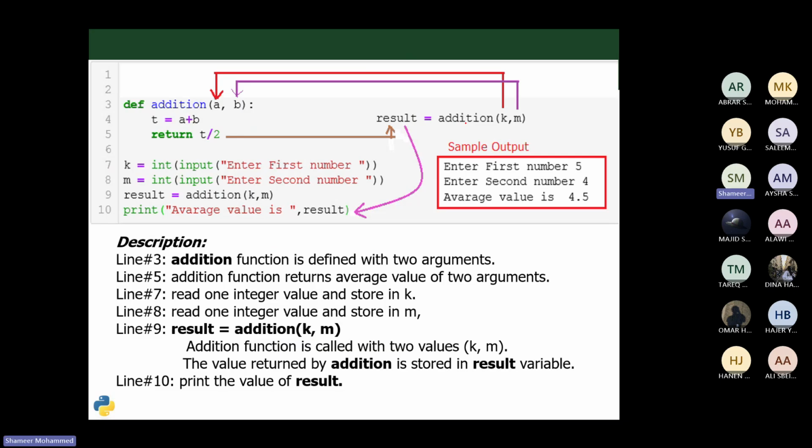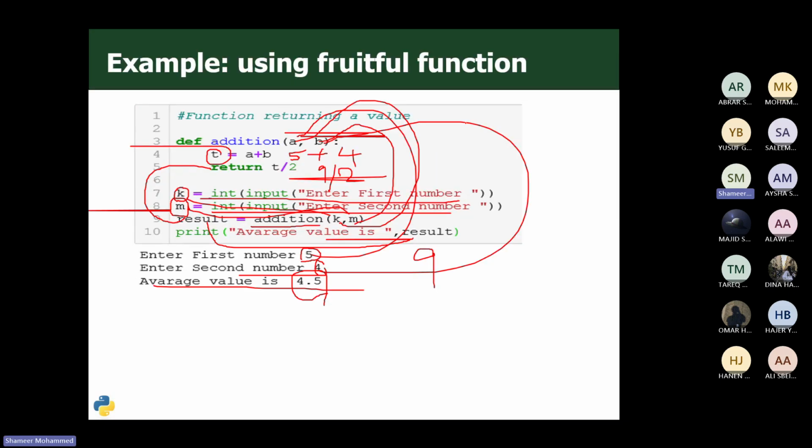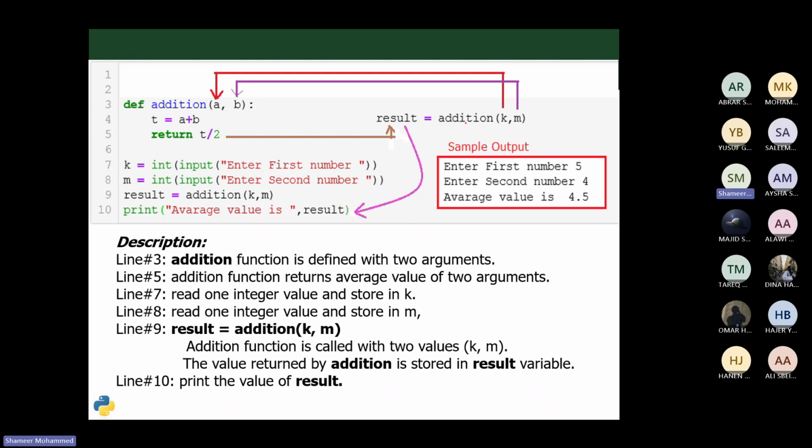Now see this program, same program, the previous one. Here they explain to you what is in line number 3. Line number 3, addition. Addition is a function with 2 parameters. This is not arguments, okay? This is called parameters. Right, next one, line number 5. See what it is doing. It returns you the average of 2 values, 2 parameters, not arguments.